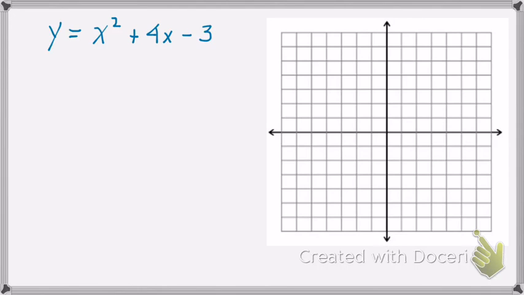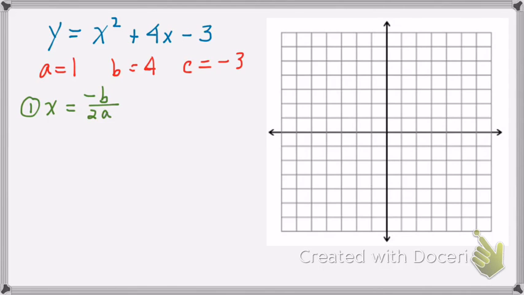Okay, so we identify a, b, and c if we want to graph this. A is 1, the number in front of x squared. The 1 isn't shown generally, so we just know that it's 1. B is 4 and c is negative 3, and we said the first thing you want to do is find the axis of symmetry, and the formula is just negative b over 2 times a. So negative of 4 over 2 times 1, negative 2. That's our axis of symmetry, and we can draw that in now on our graph.